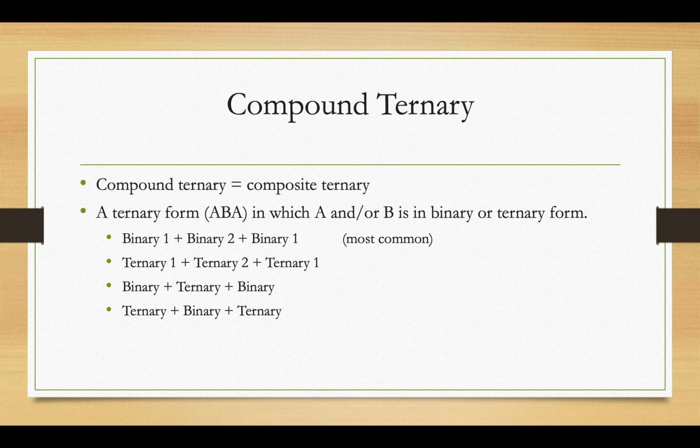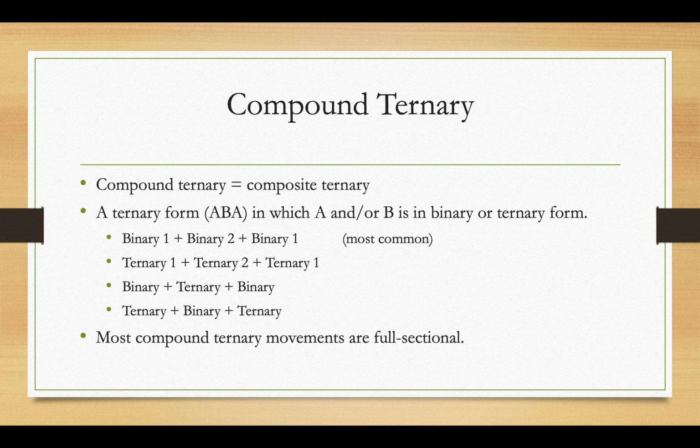There are other variants, of course. All three of the components, both the outer A's and the inner B, could be ternary forms, or you might have a combination where the A sections are binary forms and the B section is a ternary, or the reverse of that, where the A sections are ternaries and the B section is a binary. All of those are possible. The most common, though, however, is the combination of two binary forms.